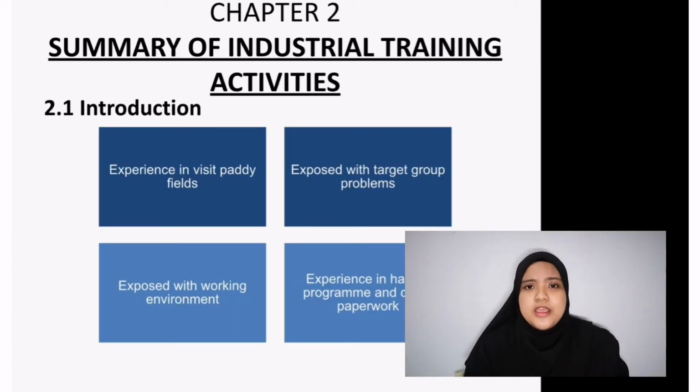During 16 weeks, I did my industrial training at Kadar Bacok. I experienced visiting paddy fields, was exposed to target group problems, experienced doing paperwork and handling a program, and was exposed to the working environment.